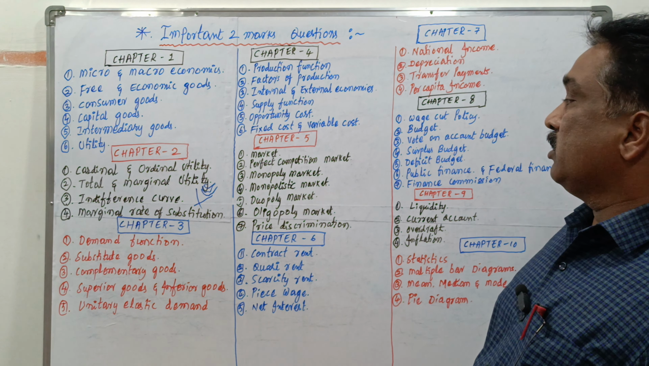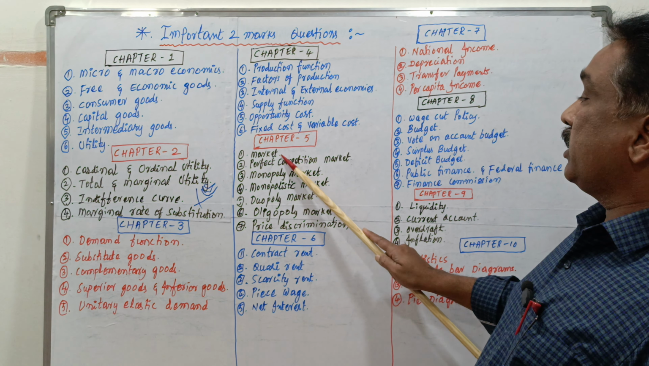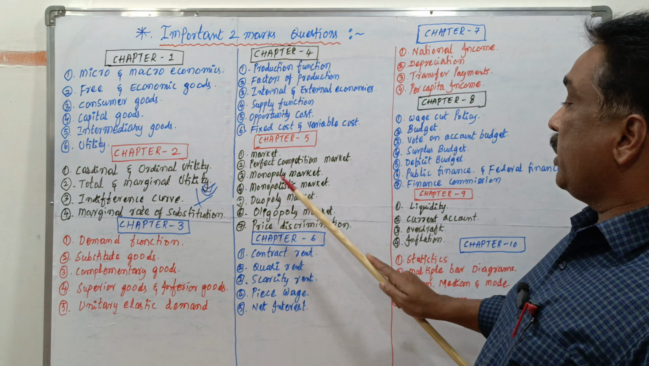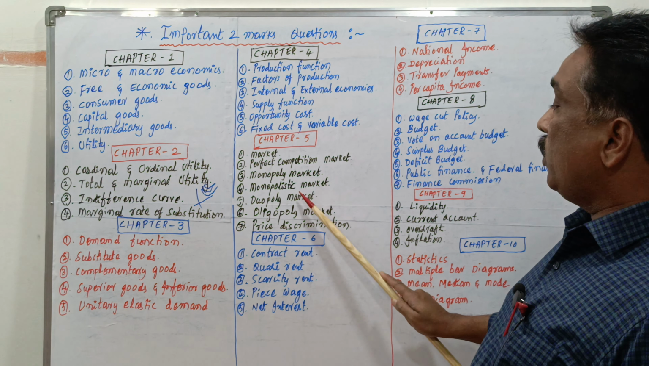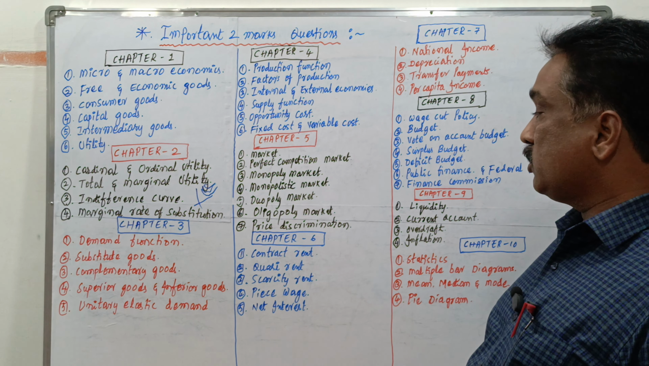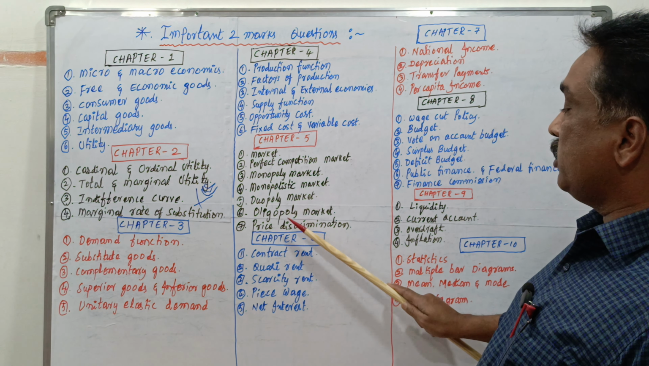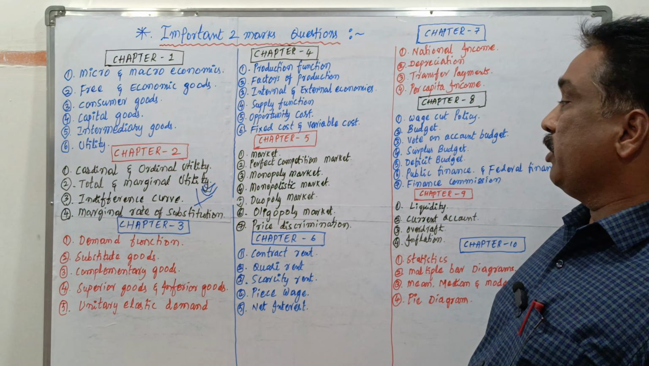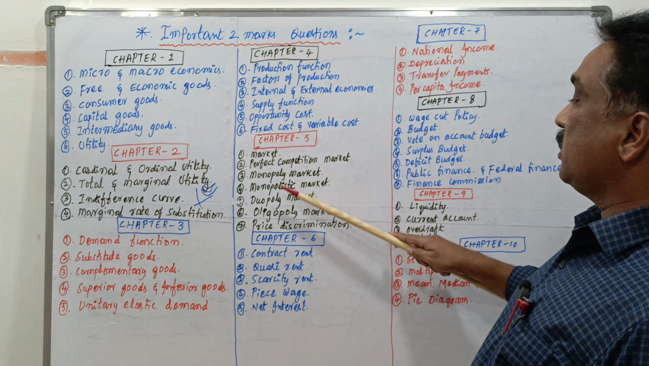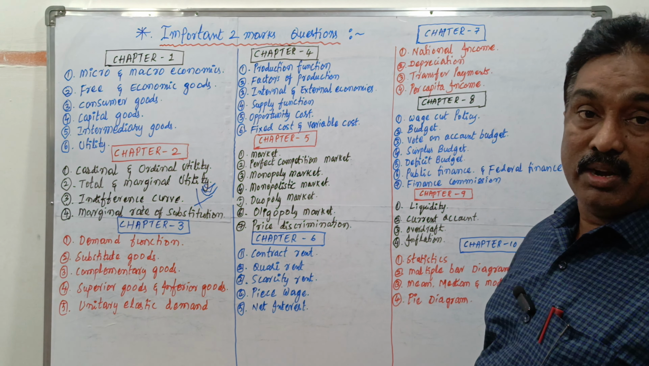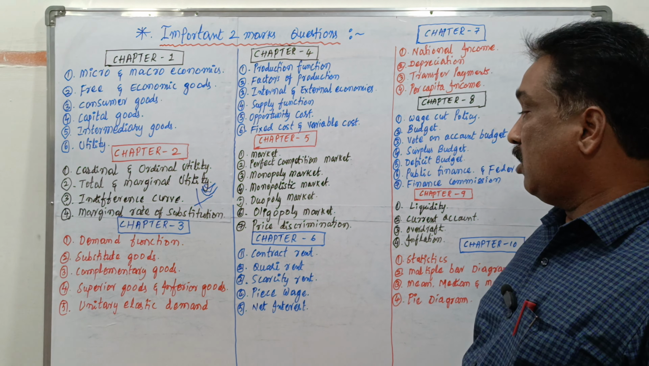And the 5th chapter. What are the important questions in the fifth chapter? What is a market? What is the meaning of market? What is a perfect competition market? What is a monopoly market? What is a monopolistic competition market? What is a duopoly market? What is an oligopoly market? What is price discrimination? Out of these seven questions of the fifth chapter, any two questions are given in the annual examination. Please prepare these answers carefully.